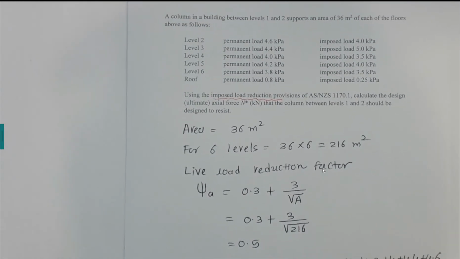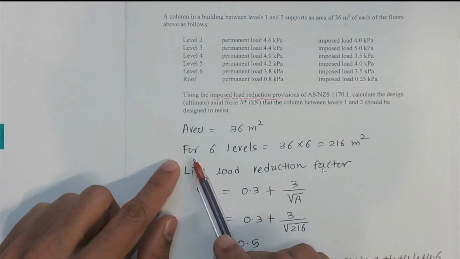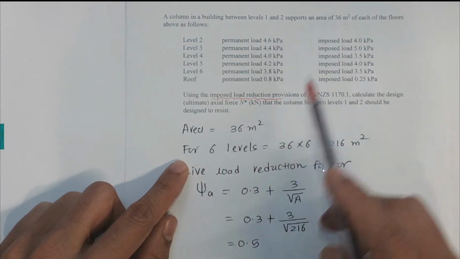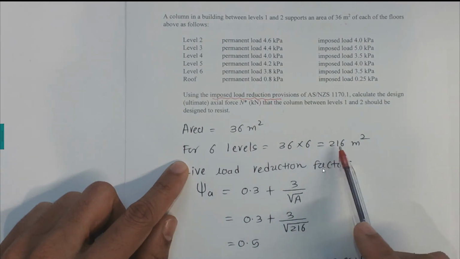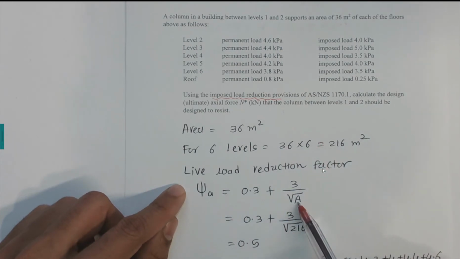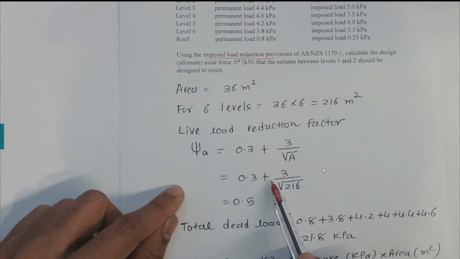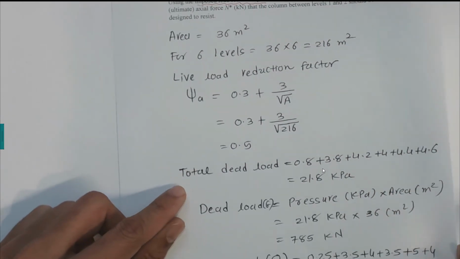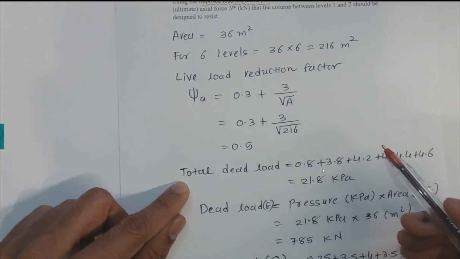We have given the area, which is 36 meters square. This is the area for one level, and we have 6 levels. So for 6 levels we have 36 times 6 equal to 216 meters square, which is the total area. As you know, for the calculation of live load reduction factors, we need the total area. So in this case we have 0.3 plus 3 on the square root of 216, which gives you 0.5 as the total live load reduction factor.